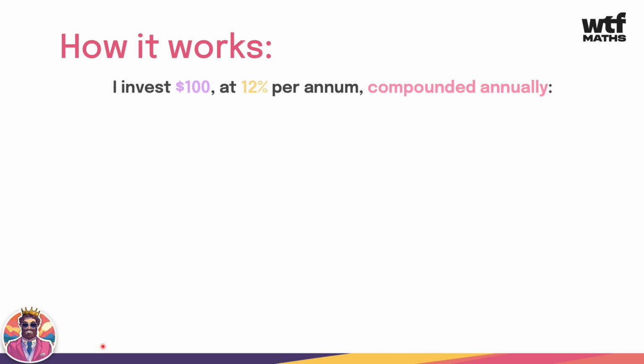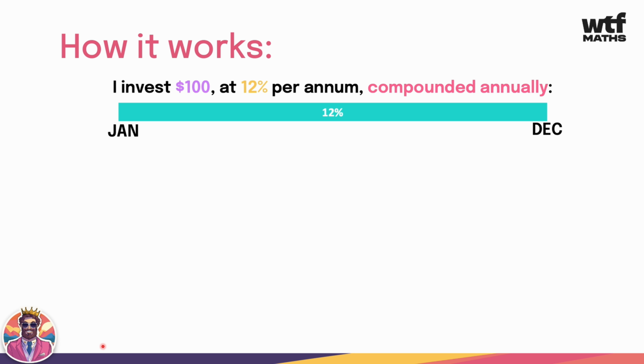So we're going to look at the same situation as before. We're going to invest $100 at 12% per year, compounded annually. Now I want you to pretend that this green bar here is a whole year. So from January at the very start to the very end of the year, December, this is one whole year. And you're going to earn 12% interest for this whole year. Now, because we're compounding annually, we're only compounding once.